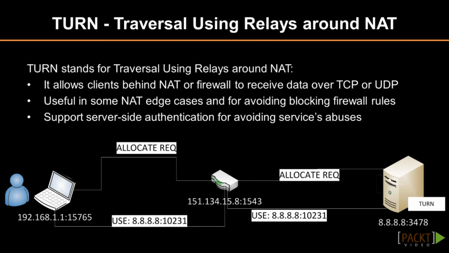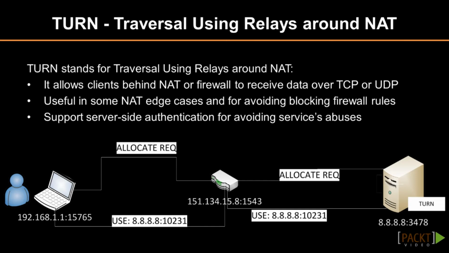Useful in some NAT edge cases and to avoid blocking firewall rules, it supports server-side authentication to avoid service abuse. As you can see from the picture, you can imagine the TURN server as a tunnel between the two peers. The clients will contact the TURN server, authenticating themselves and requesting resource allocation, which in this case is a couple of external IP address and port.